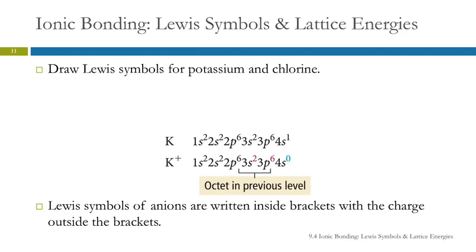So if we draw a Lewis symbol for potassium, how many valence electrons does potassium have? 1, right? And chlorine has how many? 7, right? So there's 1, and there's going to be 2 on each of the other sides.